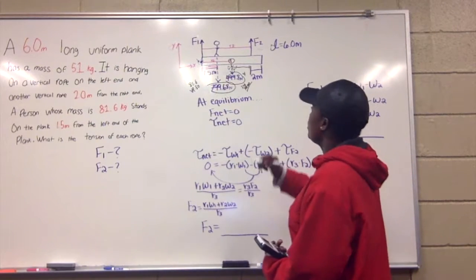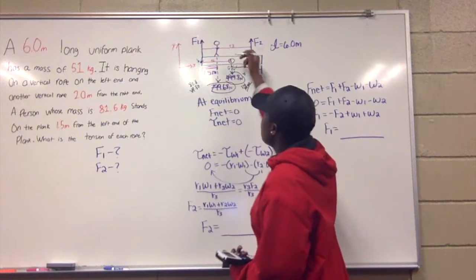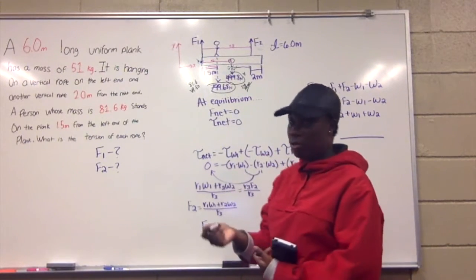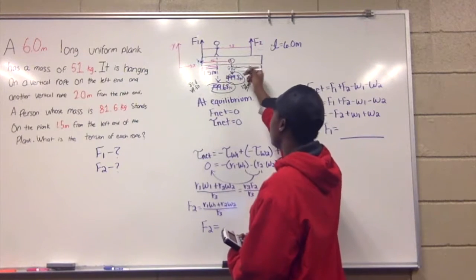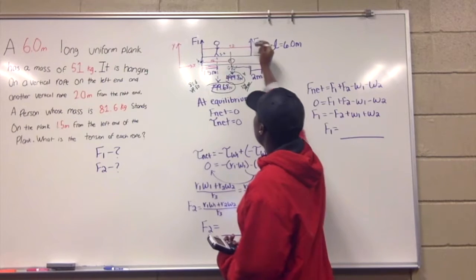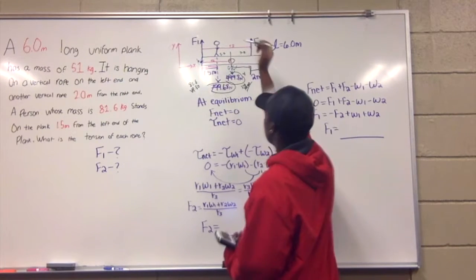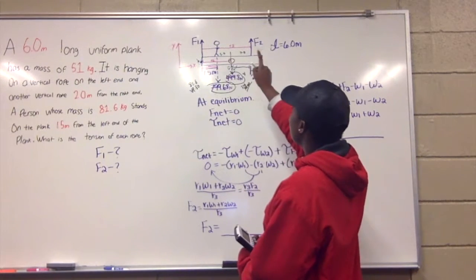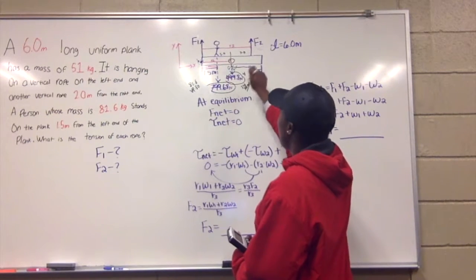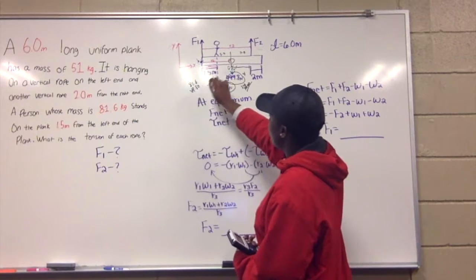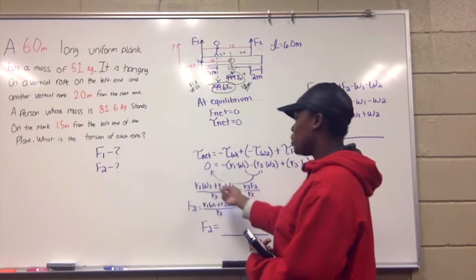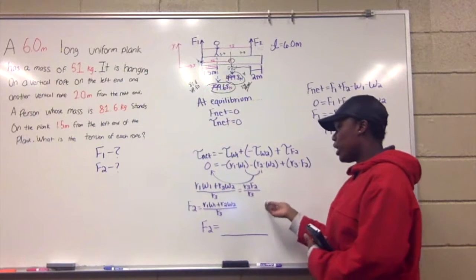So we said negative R1 times weight 1 minus R2 weight 2 plus R3 and F2. R2 is derived because the plank is 6.0 meters long. We divided it by 2. So therefore, if we divide it by 2, that means half of one side is 3, and the other half is also 3. So that's our R2. Our R3 is derived from 6 minus 2. And then you add the 1.5 plus the 3. So we got R1 weight 1 plus R2 weight 2 equals R3 F2.